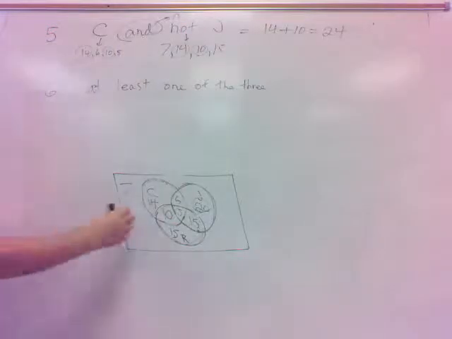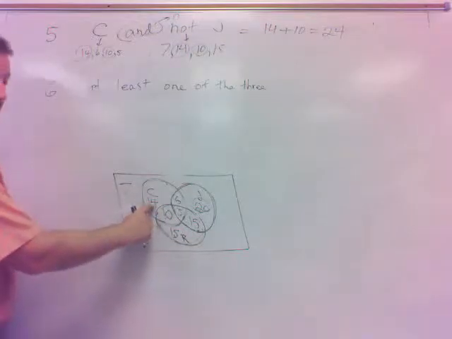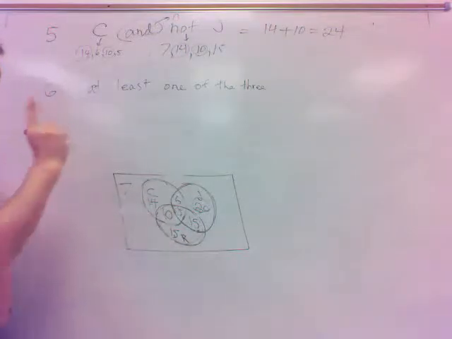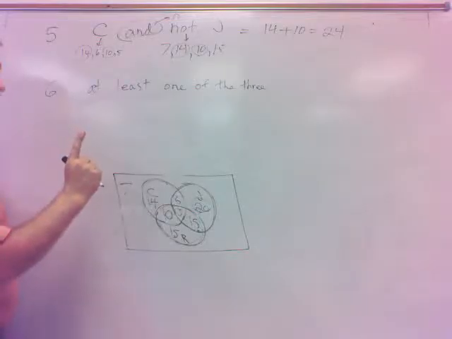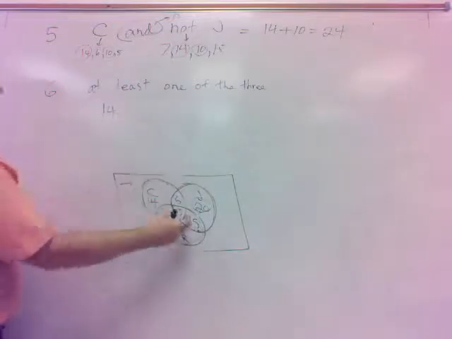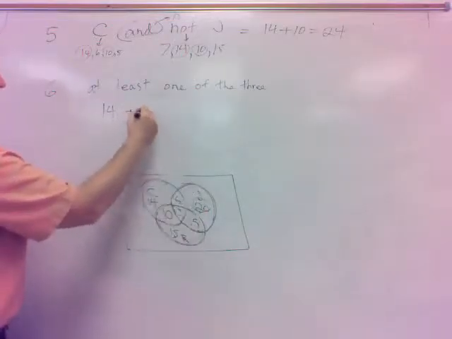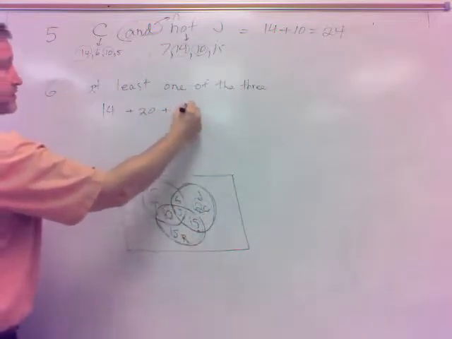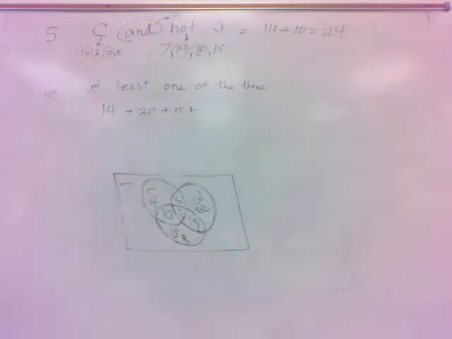Well, 14 of them liked classical. They didn't like jazz, they didn't like rock, so they liked just one of the three. So that would be included. 20 of them liked jazz only. 15 of them liked rock. So those would be included. What else would be included here? Since those liked one of the three, what else would be included?